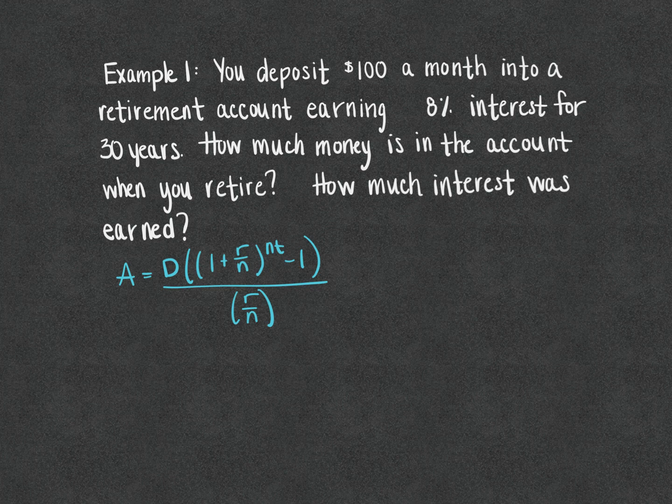All right, so for the first example, you're going to deposit $100 a month in a retirement account, earning 8% interest for 30 years. How much money is in the account when you retire? So first of all, the $100 is our value for D. We are making that deposit every month, which tells us that N is 12. R is 8%. 30 years is our amount of time. So plugging those values into our formula, we will be able to determine A, the total in the account 30 years from now. So again, 8% interest every month for 30 years.